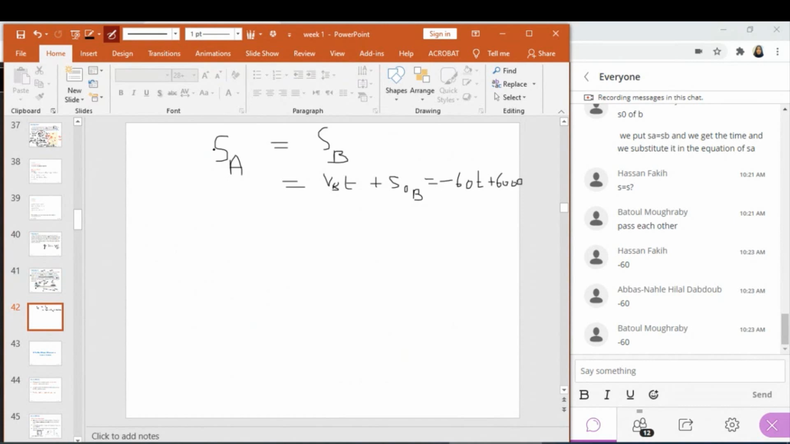All right? Now, what about SA? SA is divided into two parts. First of all, from when t is between 0 and t prime. This is a uniformly accelerated motion.